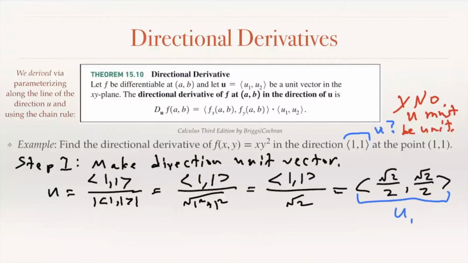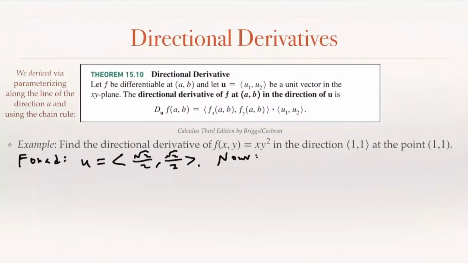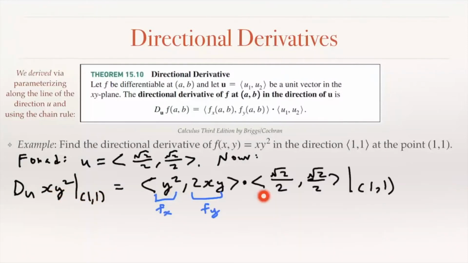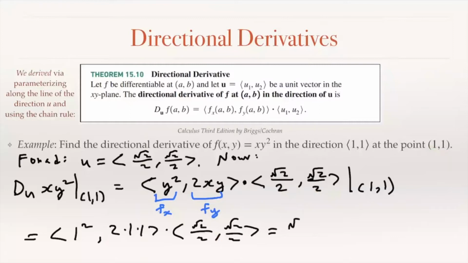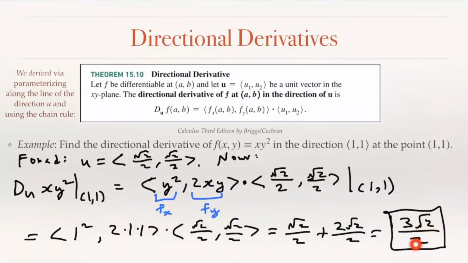And now that we have that, we can plug this into the formula. So we found that u is (root 2 over 2, root 2 over 2), making our direction of unit length. And now we plug in. So D sub u of our function evaluated at (1, 1) is this. y squared is del x of f, 2xy is del y of f, dot u, and we're evaluating that at the point (1, 1). Plugging in, we have this, and computing that, we have 3 root 2 over 2.